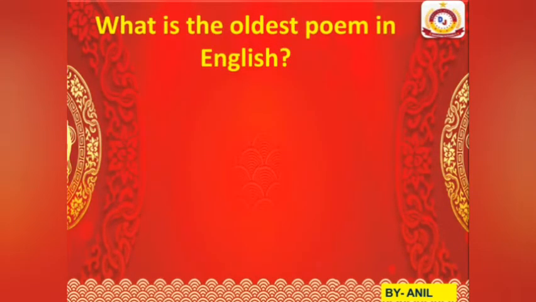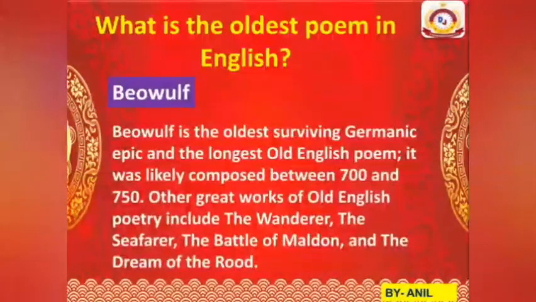What is the oldest poem in English? Beowulf is the oldest poem. Beowulf is the oldest surviving Germanic epic and the longest Old English poem. It was likely composed between 700 and 750. Other great works of Old English poetry include The Wanderer, The Seafarer, The Battle of Maldon, and The Dream of the Rood. So these are the other names of the oldest poems in English literature.